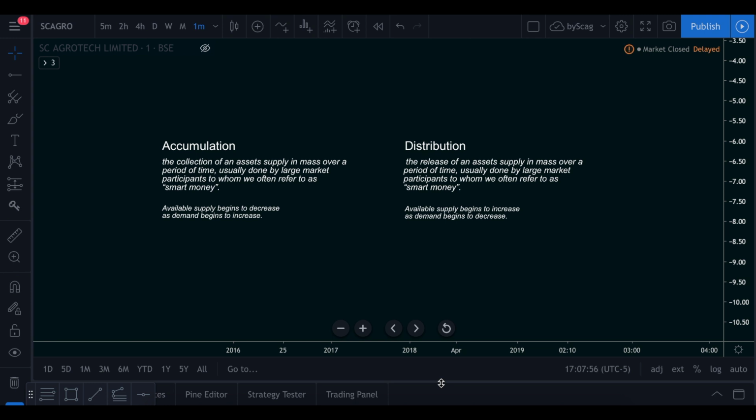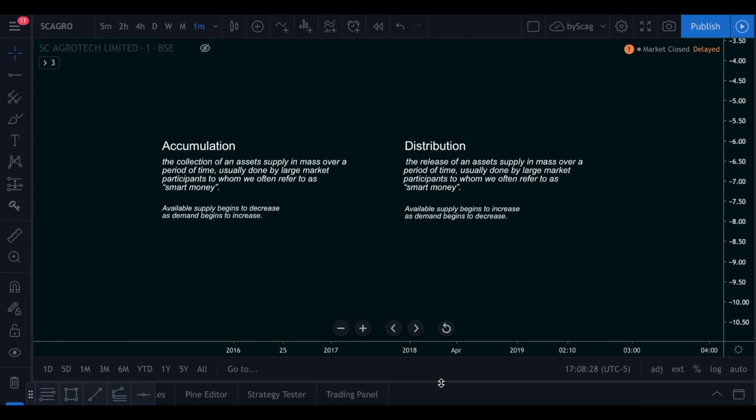Now, the thing that you really want to note in accumulation is what it says below the definition there, which is that the available supply of an asset begins to decrease simultaneously, right, as the demand begins to increase. So if you have a stock or a currency, the shares and the units of those stocks and currencies that are available to the market for you to buy will begin to decrease, right? The available supply begins to decrease. And as part of that, that means that the demand is starting to increase, right? There's more people looking to collect that asset.